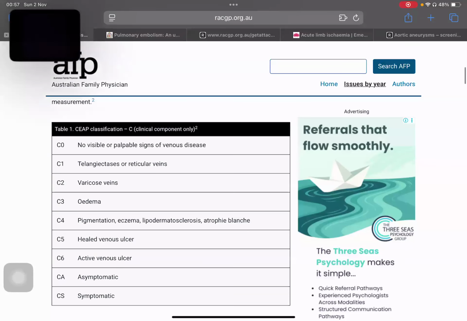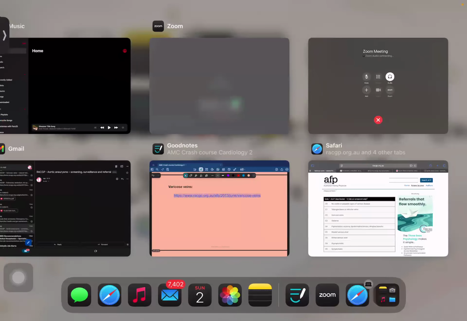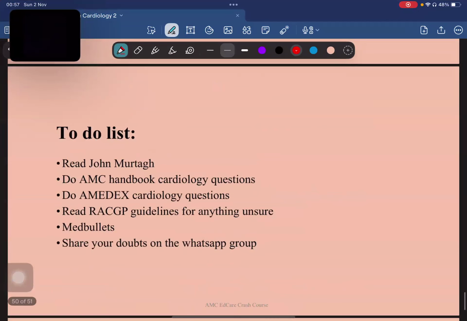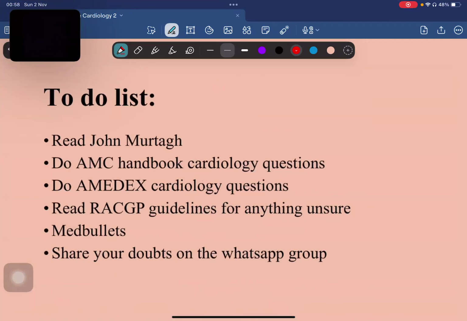Since this chat is going to disappear, try to save all the guidelines I sent. And I think I shared this slide earlier as well. I would call this my weekly to-do list: read John Muttaj, read RSAGP guidelines for anything you're unsure about, especially for topics like this. I would say just follow guidelines and do the AMC handbook for the cardiology questions, and do the AMADEX one. Now, tomorrow is Sunday, so make sure you try to finish cardiology doubts within this week. I mean, you should be ready with your little notes, with questions and all that.